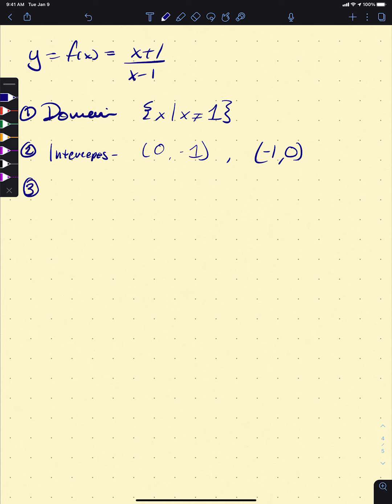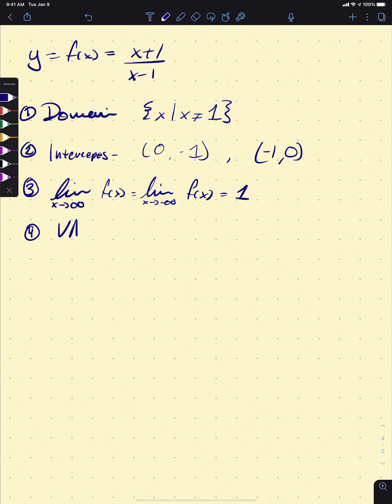3, we want to look at its end behavior, right? As we talked about right at the end of last lecture, we already know that the limit as x goes to infinity of f of x equals the limit as x goes to negative infinity of f of x, and that just equals 1, right? There's a horizontal asymptote at y equals 1. For step 4, vertical and horizontal asymptotes.